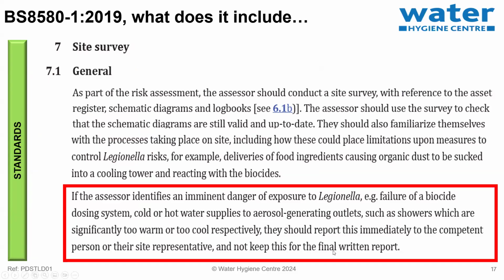If the assessor identifies an imminent danger of exposure to Legionella, for example failure of a biocide dosing system, or cold or hot water supplies to aerosol generating outlets, such as showers, which are significantly too warm or too cool respectively, they should report this immediately to the competent person or their site representative and not keep this for the final written report. So imminent dangers are a key aspect of this. This gives you that pre-knowledge, an early warning to state that you've got some problems and we can have a quick fix, rather than waiting a week or 2 weeks or whatever it is to get your report back.